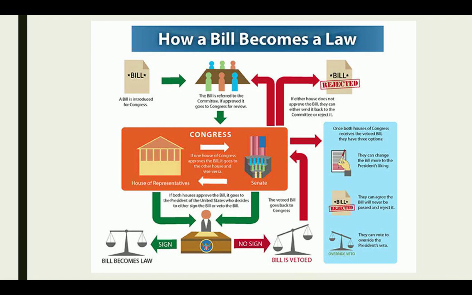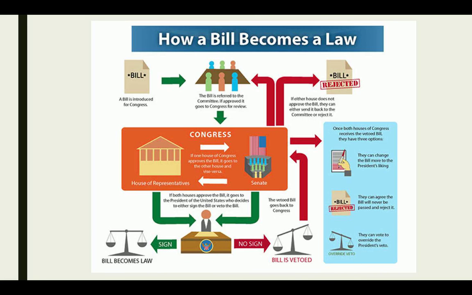Once that okay has been received by all 435 members in the House and all 50 members in the Senate, it then goes on to the president. The president has a few options here. The president can sign the bill, and if they do, that's the end. The bill becomes a law. The president can choose to veto the bill.